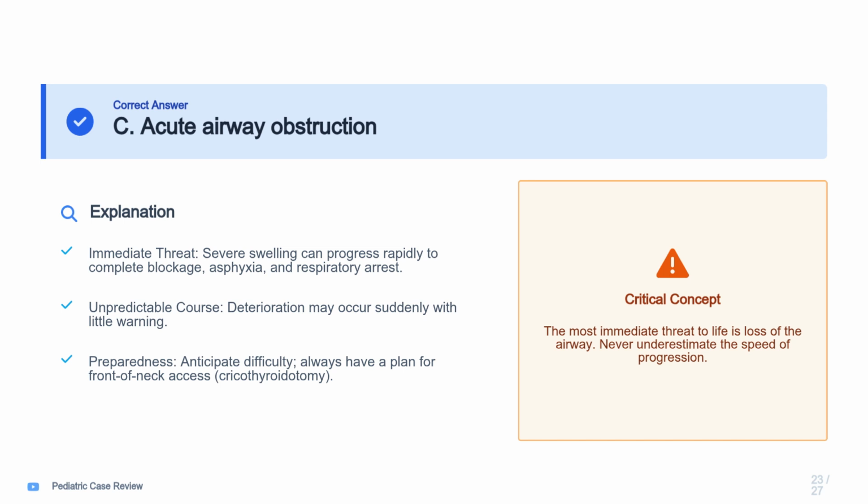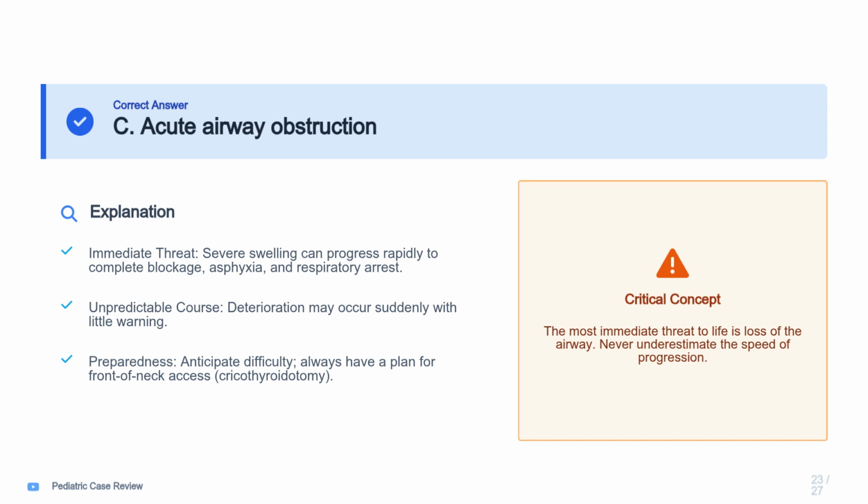Progressive swelling of supraglottic structures can lead to complete airway obstruction, resulting in asphyxia and respiratory arrest within minutes. This is the most feared and immediately life-threatening complication. Always anticipate potential deterioration and have a clear plan for emergency airway intervention. Front-of-neck access equipment should remain at the bedside.